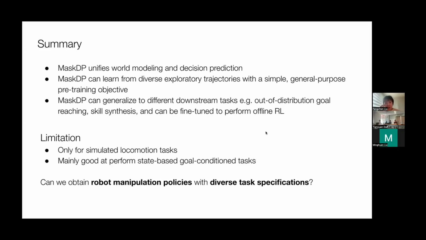So the limitation is that it's only for locomotion tasks, only in simulation, and it's significantly good mainly at these goal-conditioned tasks. For generation type of stuff, it matches the autoregressive model, so there's no significant advantage. But the main limitation is that it's still in simulation, for locomotion. So the next thing we're thinking about is whether we can train robot manipulation policies, but with more diverse and general task specifications. Just let me know if there are any questions during this presentation.